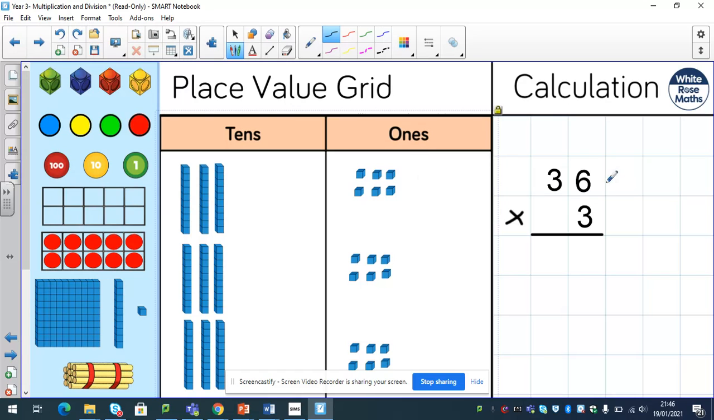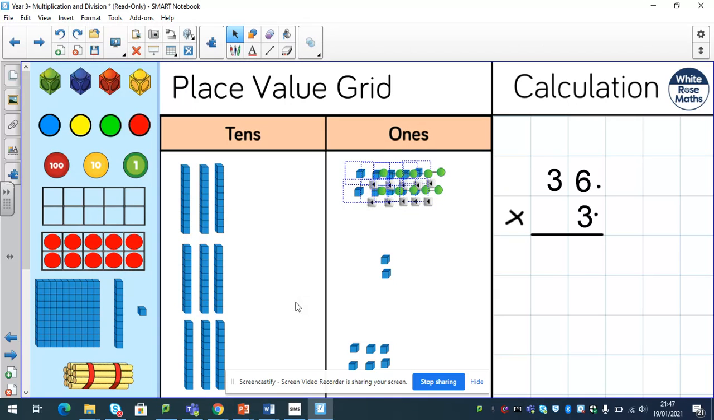So 3 lots of 36. This time in my ones column, I've got 3 groups of 6. 3 times 6. Okay, all together 3 times 6 is 18. But again, I've got the same kind of problem because some of those are too many to go in my ones column. So, like I did last time, I'm going to group together 10 of my ones. Those need to now go into the tens column over here like that.